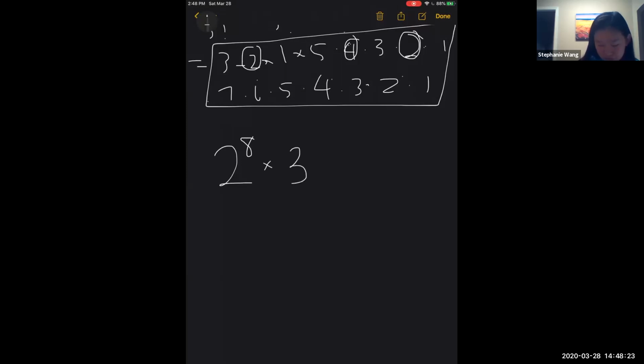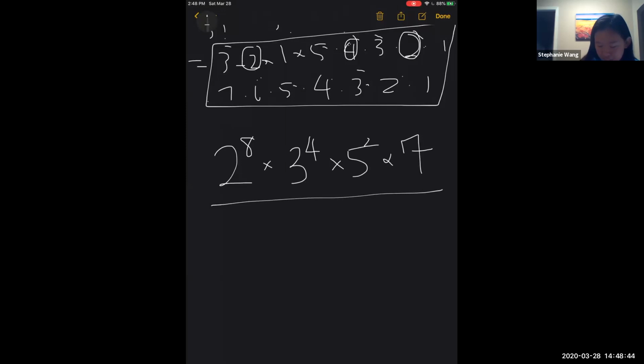Now we count the number of factors of 3. So this is 1, 2, 3, 4. Yeah, there's only 4 powers of 3 in this. And next we do the powers of 5, so 1 and 2. There's only 2 here. And then there's only 1 factor of 7 in here. So this would be our prime factorization.